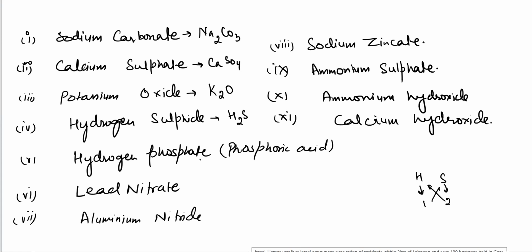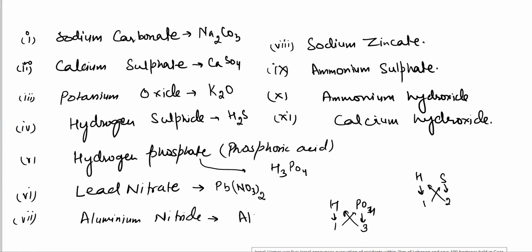Then hydrogen phosphate is H3PO4, because hydrogen is +1 and phosphate is PO4 with valency 3. You cross multiply, you will get H3PO4. Lead nitrate is Pb(NO3)2. Aluminium nitride is AlN only, because aluminium has valency 3 and nitride N also has 3. They cancel, so AlN.